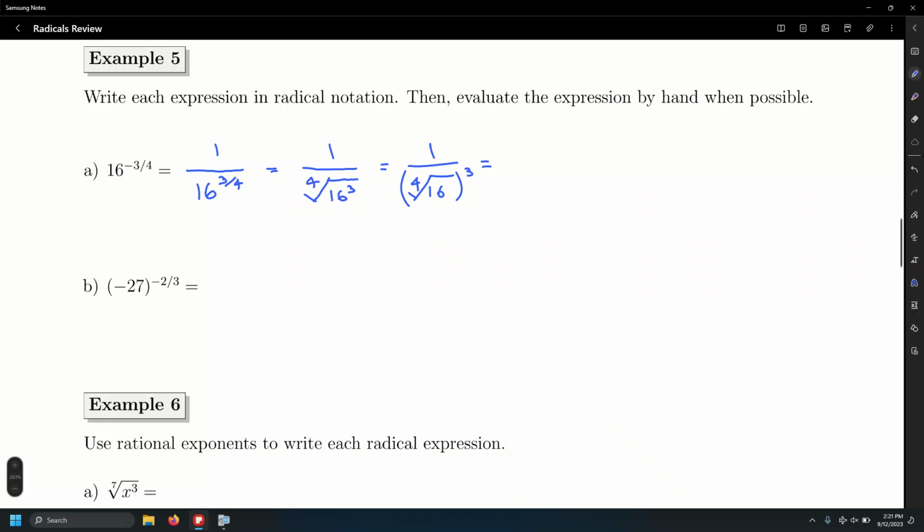All right, what's the 4th root of 16? In other words, what quantity to the 4th power equals 16? 2. 1 over 2 to the 3rd power, 1 over 8. All right.